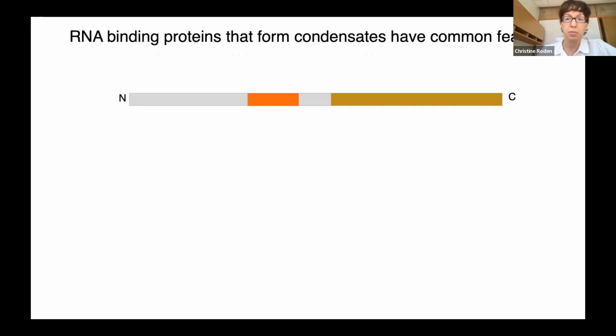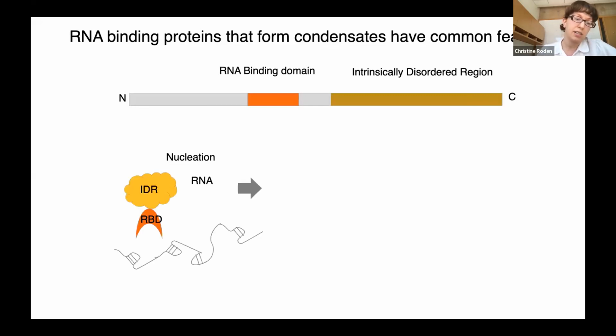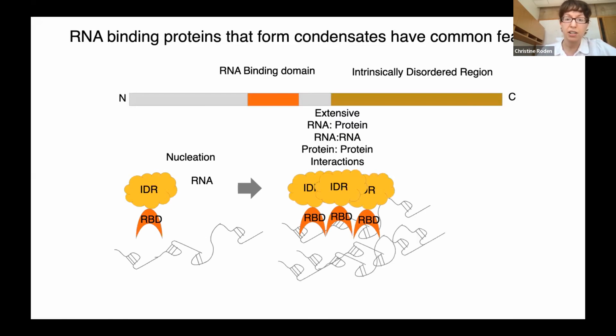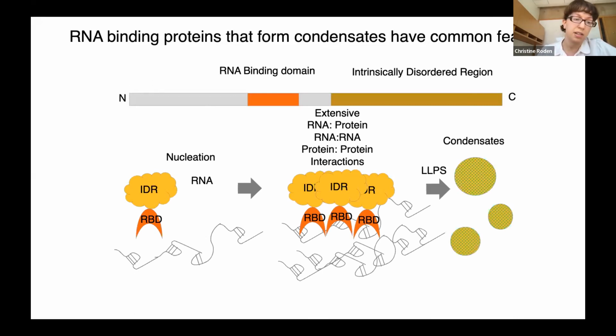RNA binding proteins that form condensates have common features, such as canonical RNA binding domains and intrinsically disordered regions. And it's thought that the specific recognition of RNA by these RNA binding proteins allows for the oligomerization or assembly of multiple proteins on a single transcript. There can be further RNA-RNA interactions leading to the formation of an extensive network that leads to the formation of condensates through processes like phase separation.